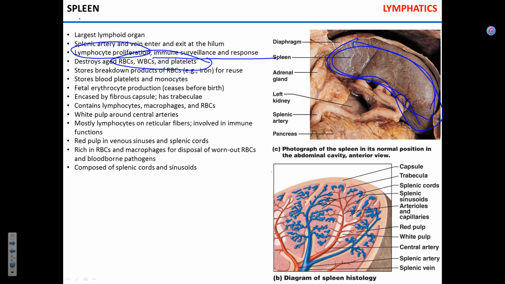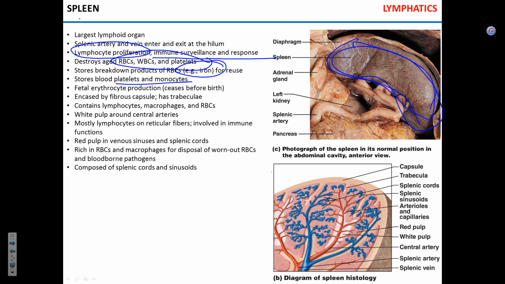Second, when red blood cells get broken down, iron is released. That iron is stored partially in the spleen. Third, it stores platelets and monocytes. It was actually shown that in response to thrombocytopenia, the spleen can release platelets right away. And in response to infection, it will release monocytes.